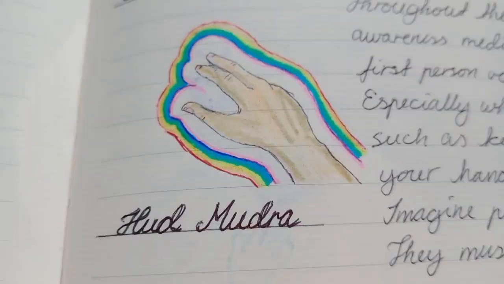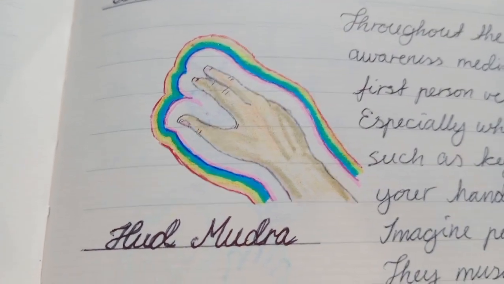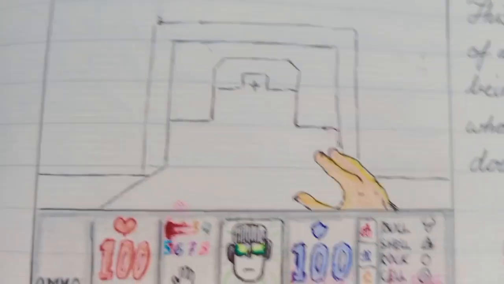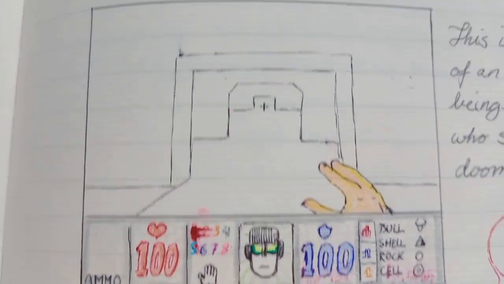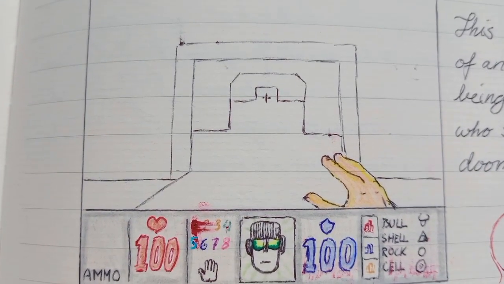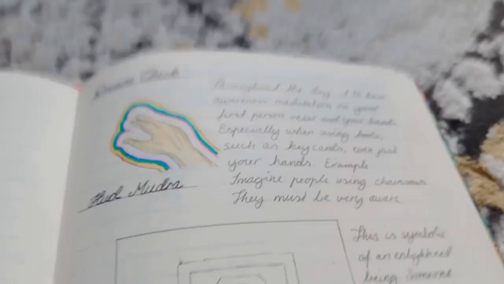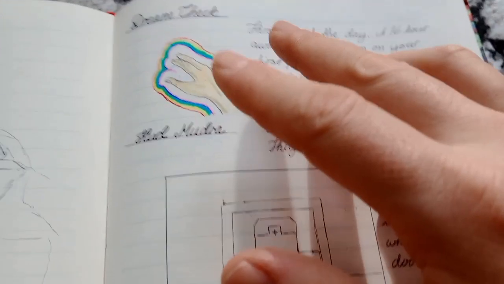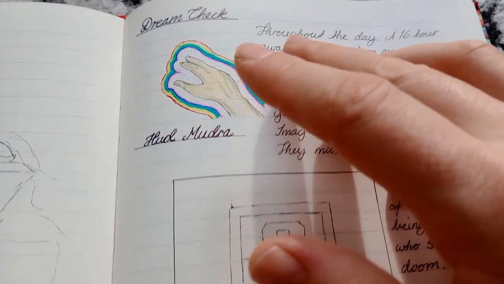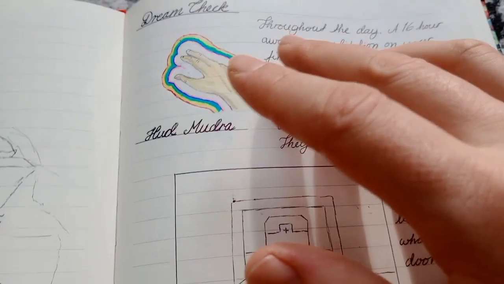But I was going to talk about dream checks and the HUD Mudra. Now, the HUD Mudra is very interesting. This is representative of the HUD Mudra, and it's an awareness of your hands. And you see this one? So imagine if I'm like here, right? This is my awareness of my hand and holding it and seeing it in front of me.